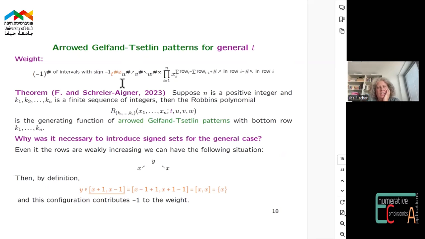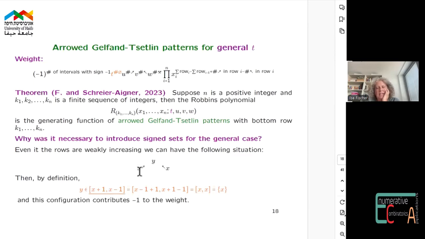So one could think that maybe if rows are weakly increasing, you're always with positive intervals. You don't have to interchange the boundaries. There's just one case that can happen where this is not true.